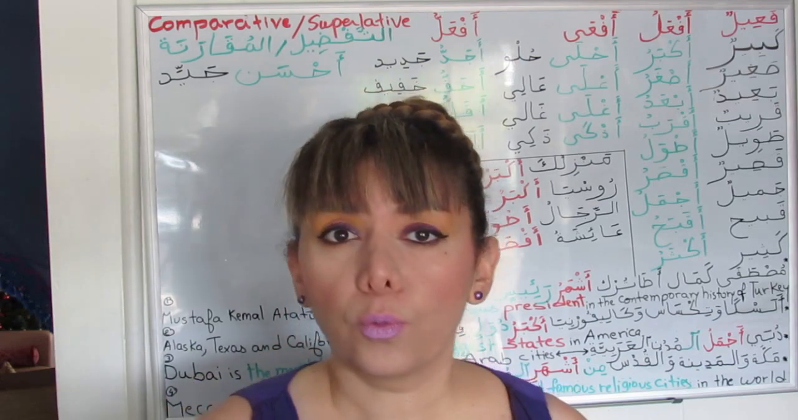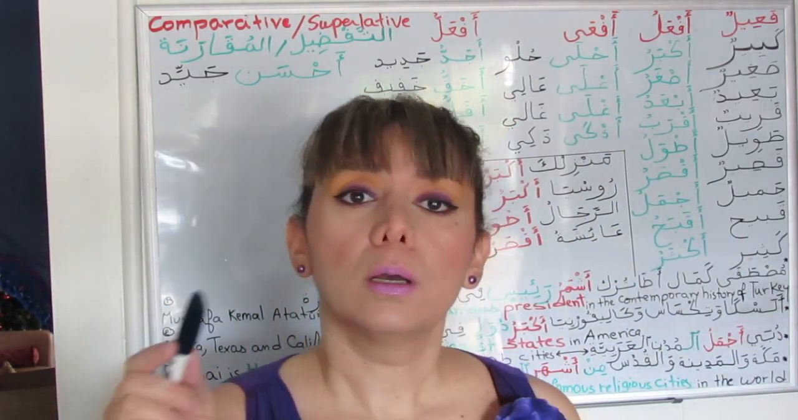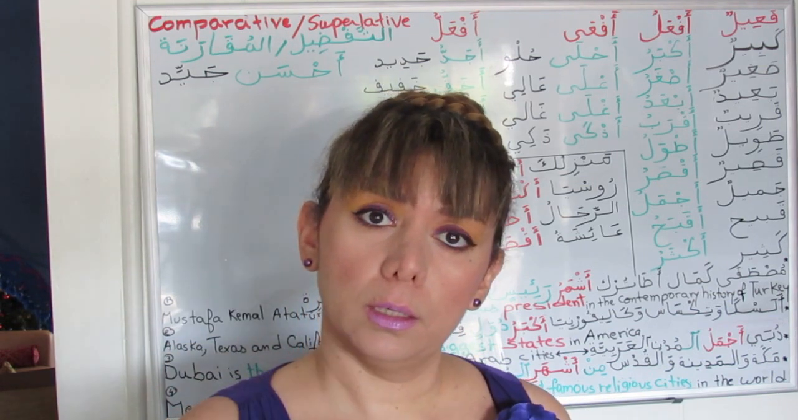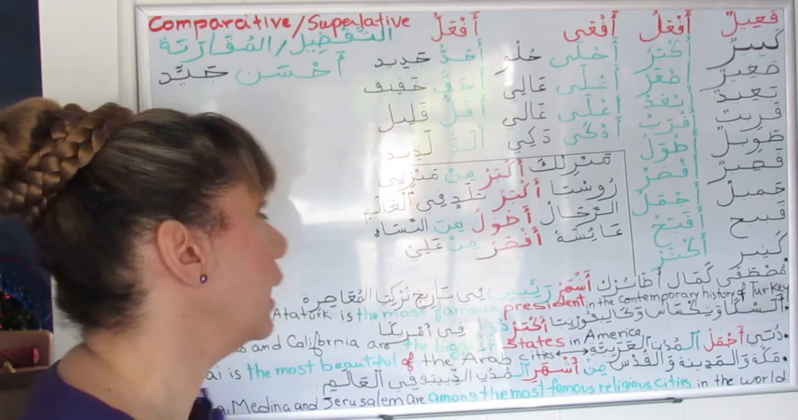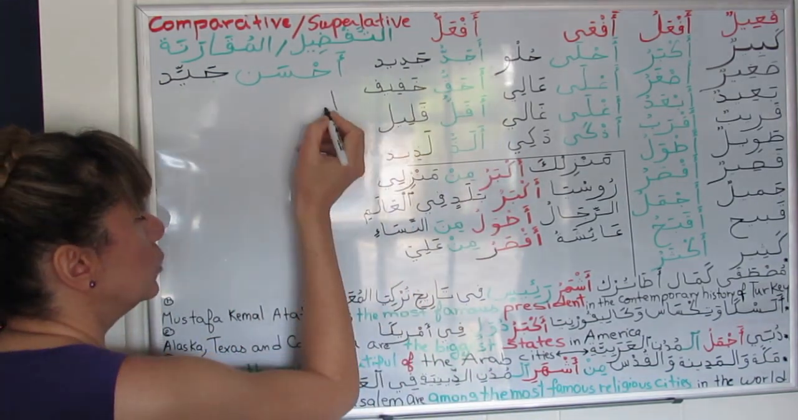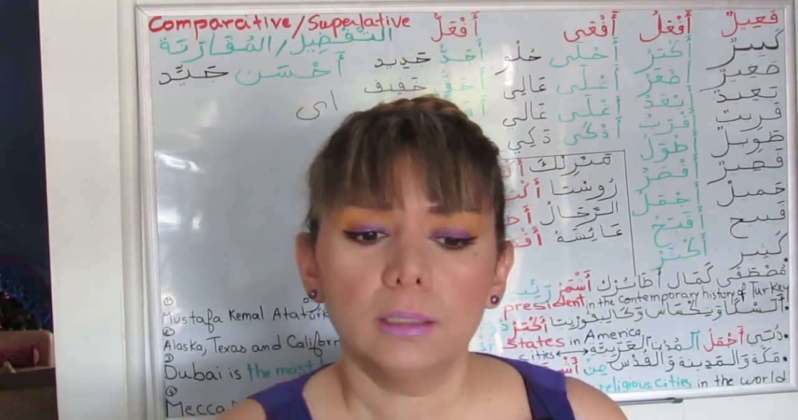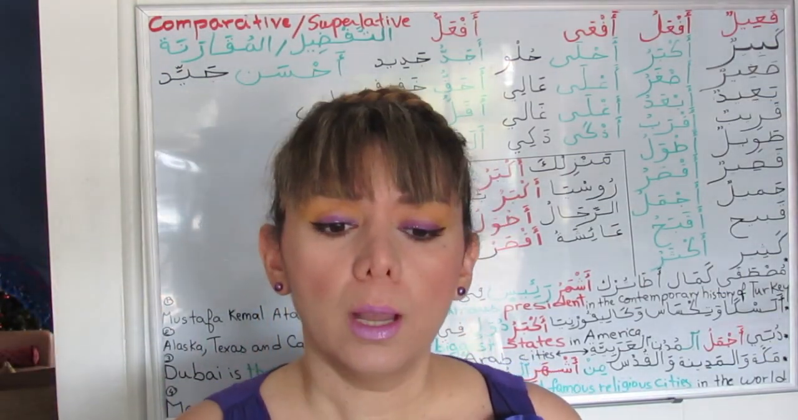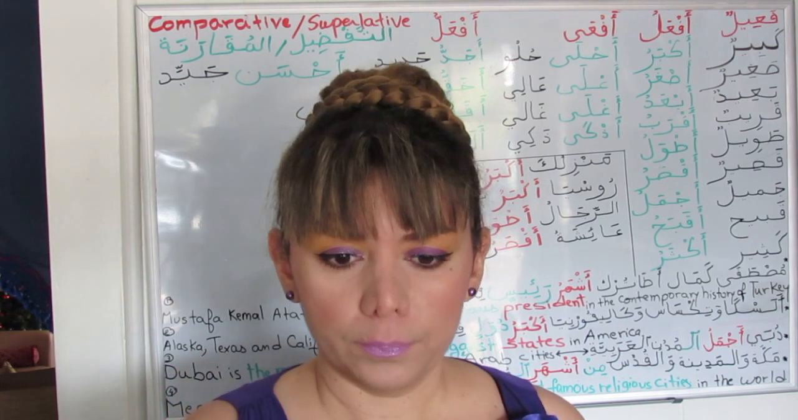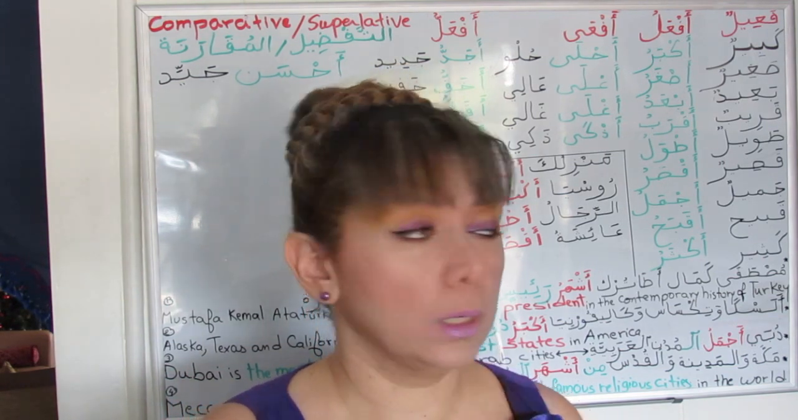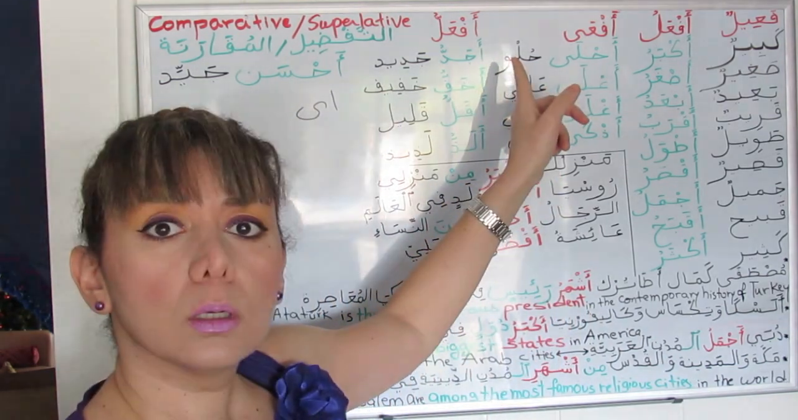The second form, أفعى, that comes with ألف مكسورة in the end, broken ألف. This is ألف, this is the broken ألف, ألف مكسورة. And this form corresponds to adjectives that end in ألف مكسورة, ياء, or واو.